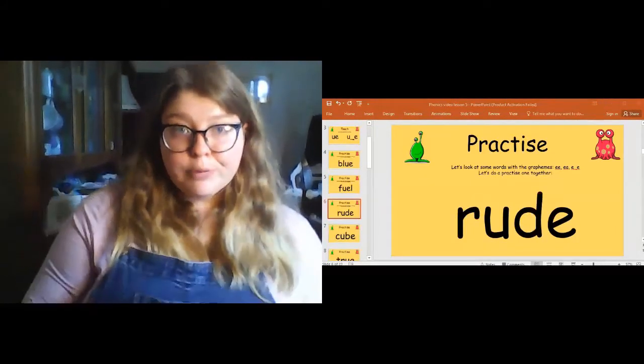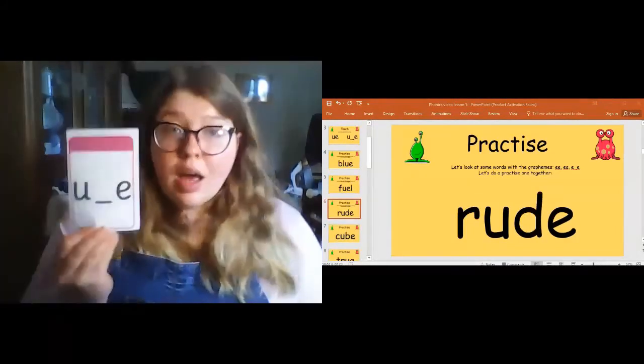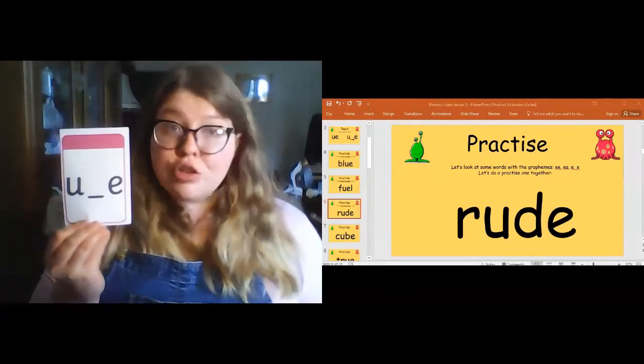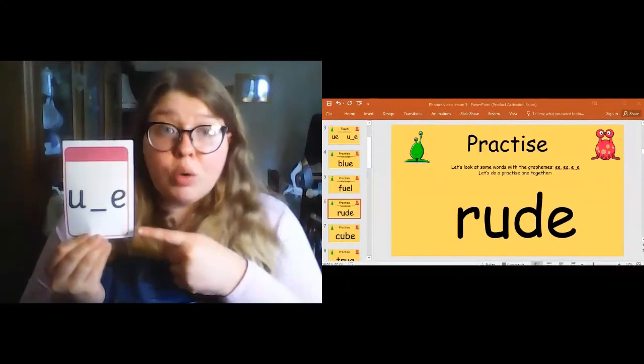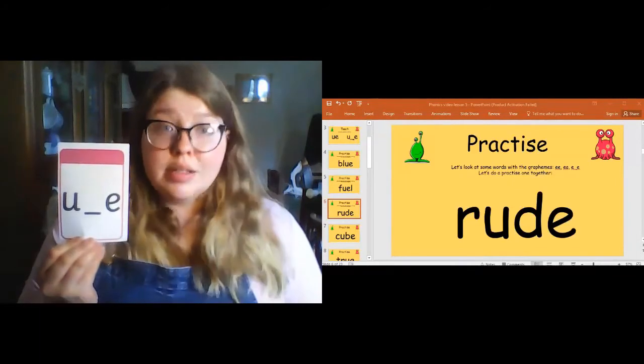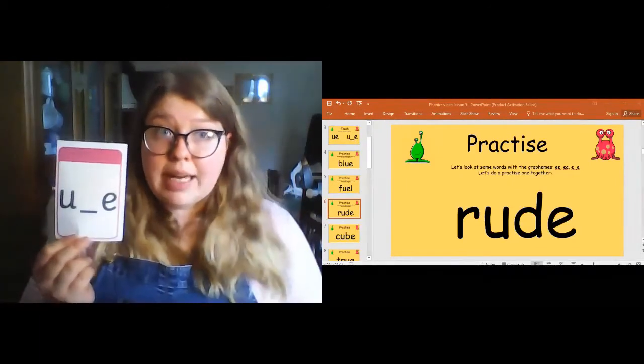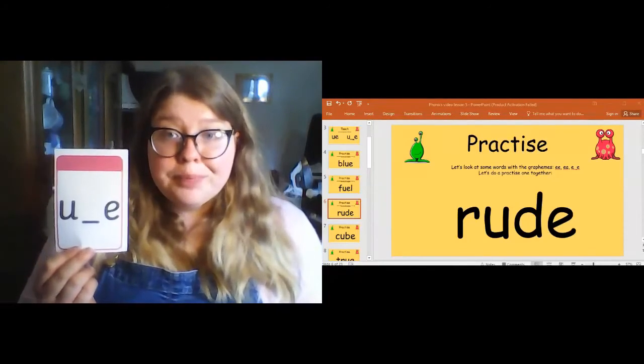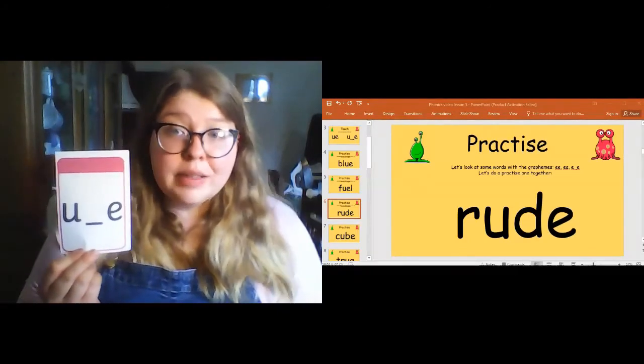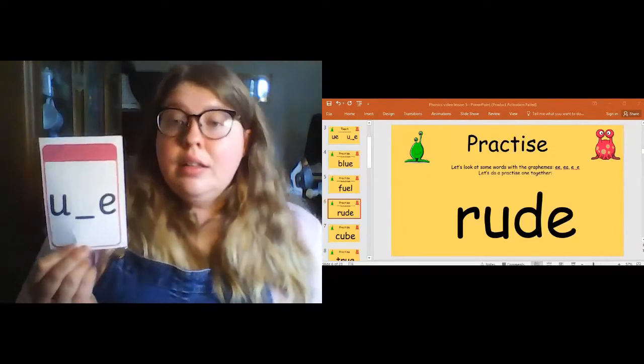Oh, straight away I spot our split digraph u-e. So we're going to try it with the split digraph u-e. And remember, this one also makes the oo sound and also makes the u sound. So you're going to try it both ways again. Have a go. Ready?